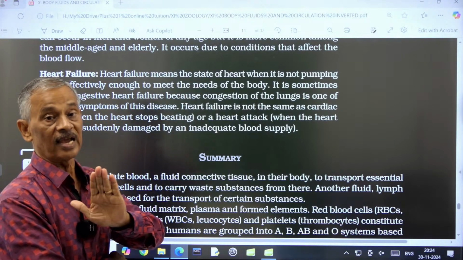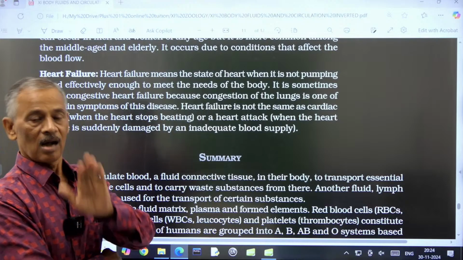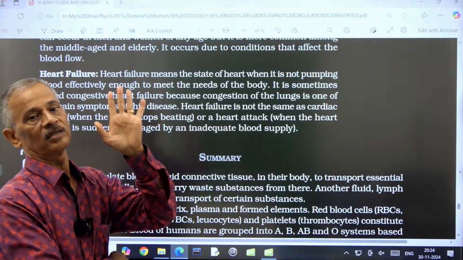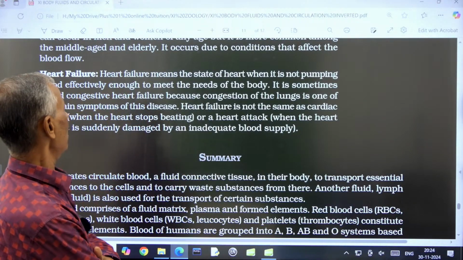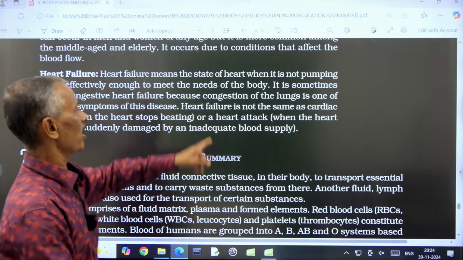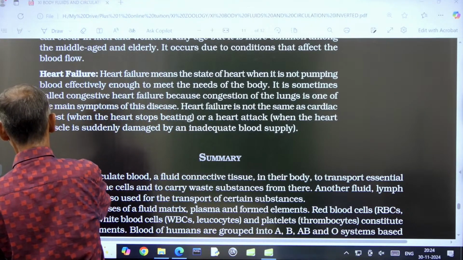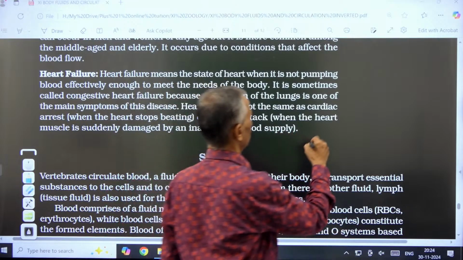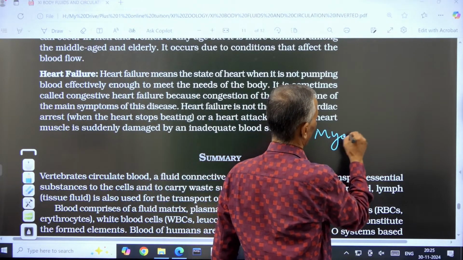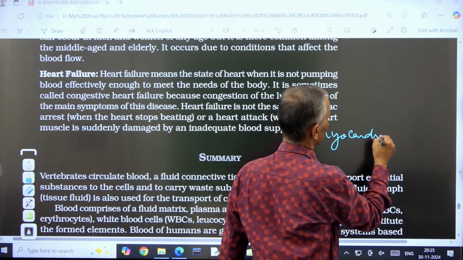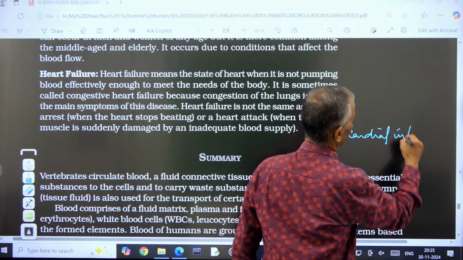Don't mistake it as heart attack. Heart attack is an entirely different thing. Heart attack is called myocardial infarction.